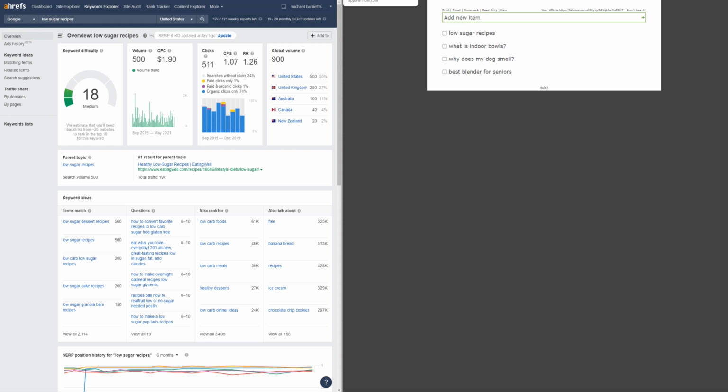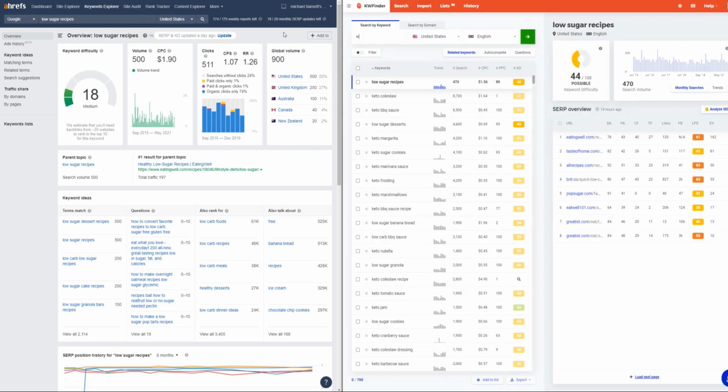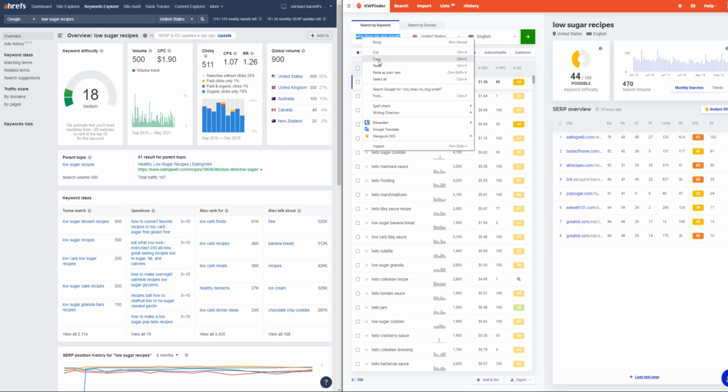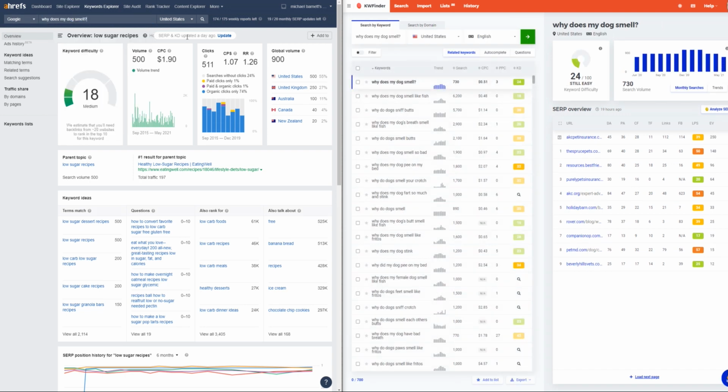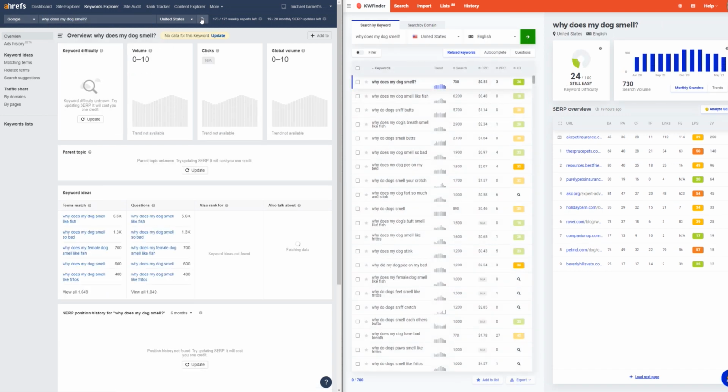Why does my dog smell? Question mark. We're going to see how this one does. There you go. And then over here on AHRefs, okay, I need to update this, ask it to fetch fresh data. This one was calculated 19 hours ago, probably by me. So it's fine over here.